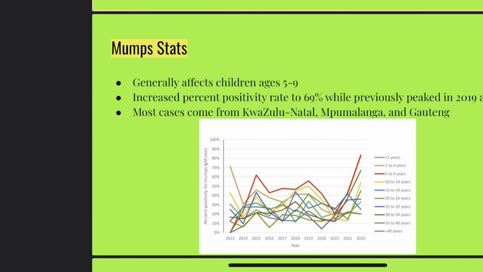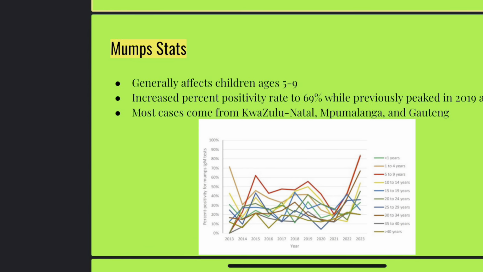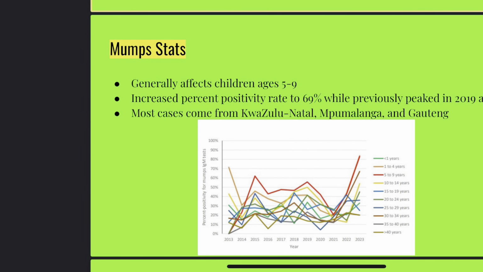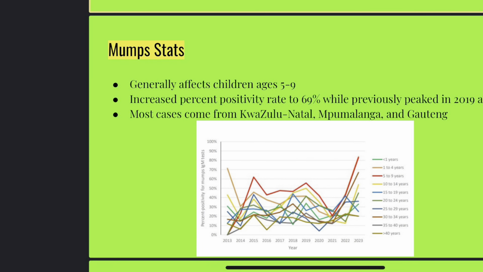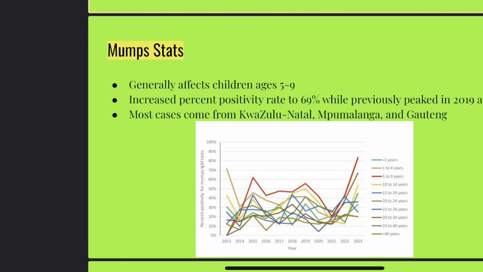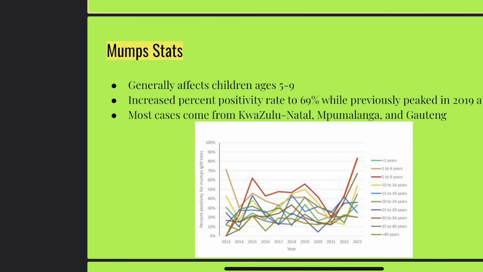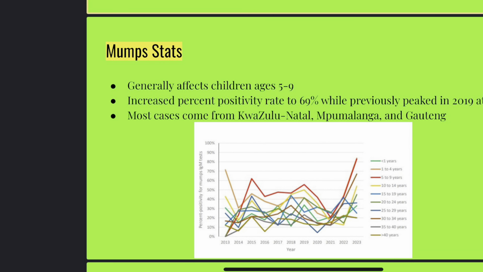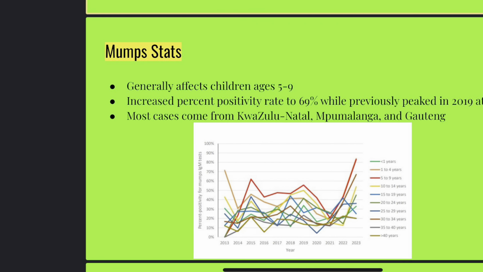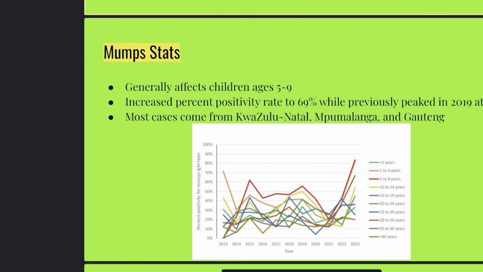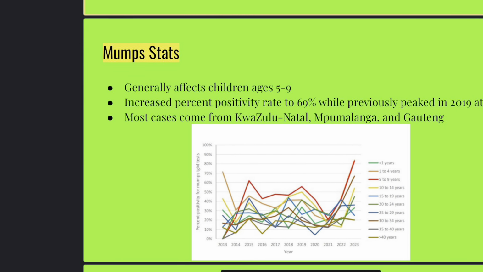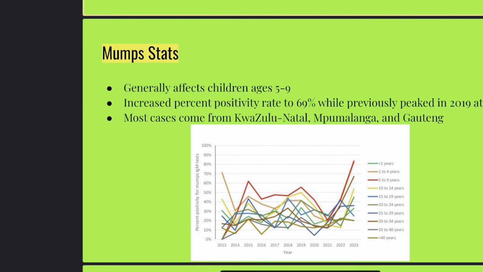The disease is rare in the U.S. due to vaccinations, as there are less than 20,000 cases in a year. But in other countries, including South Africa, the disease is a little bit more prominent. Mumps generally infects children aged between 5 and 9 years old, but it hits younger children as well as older children and adults. Data is recorded by the NCID for positive cases of mumps from 2013 to now.